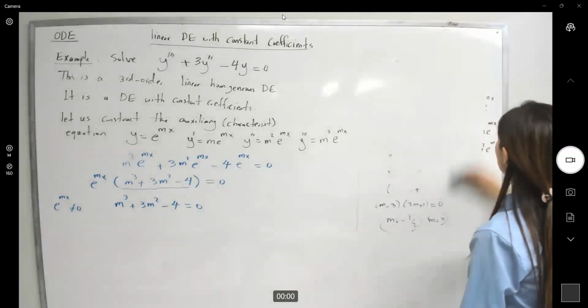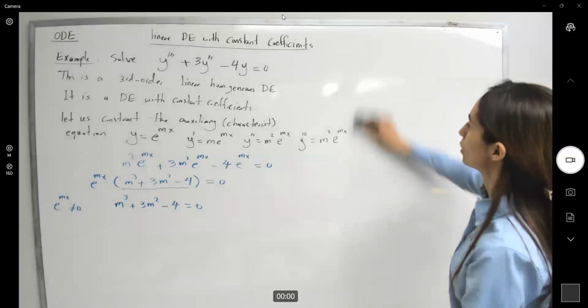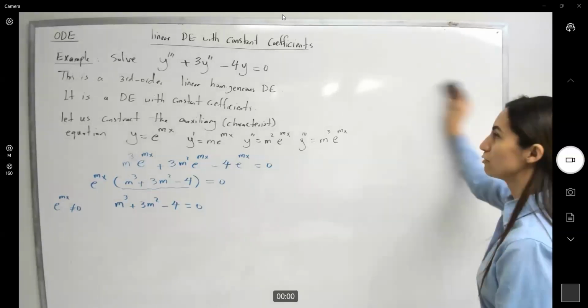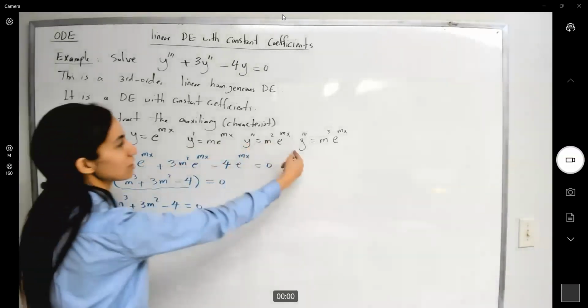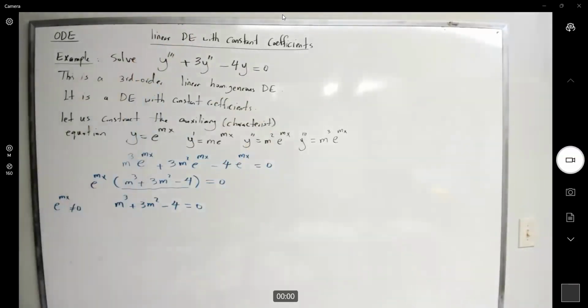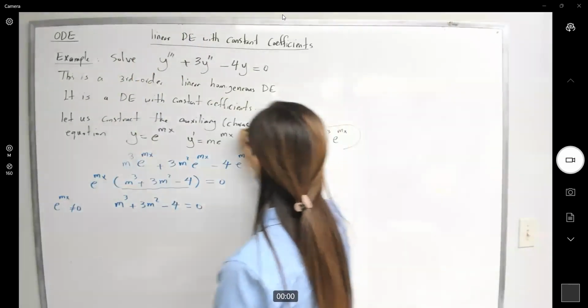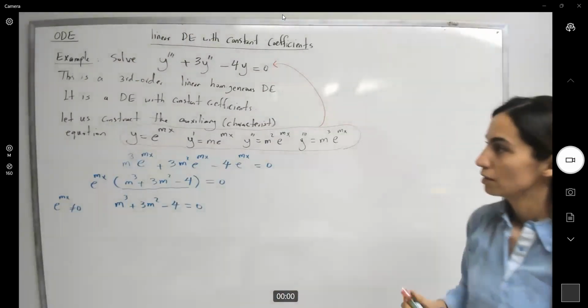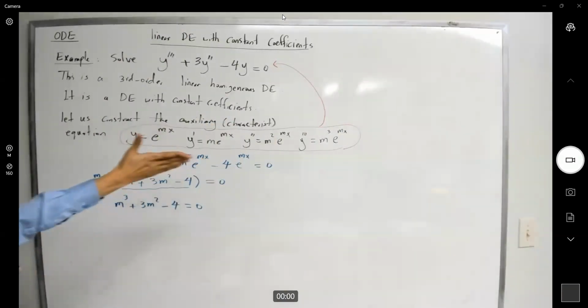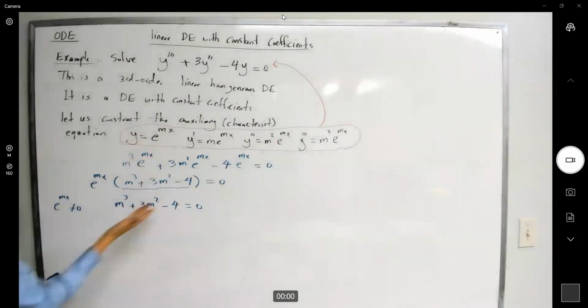So we say that suppose e to mx is a possible solution for this differential equation. We take the first derivative, the second derivative, the third derivative, and we plug them back into the original differential equation. So start simplifying the whole thing. E to mx is never 0, so this equation of third degree is equal to 0. Just going back to algebra, all right?